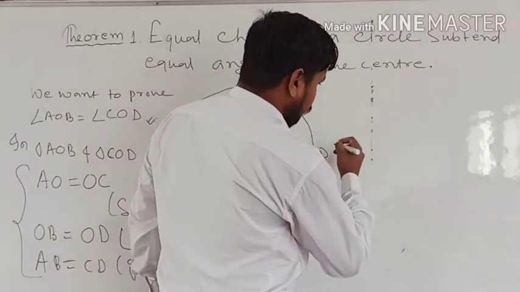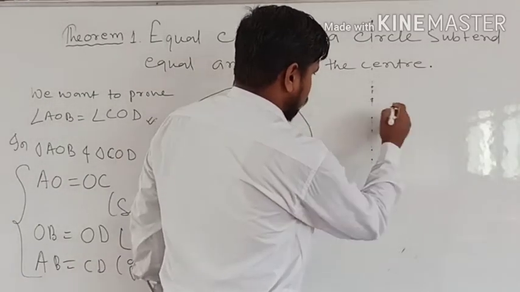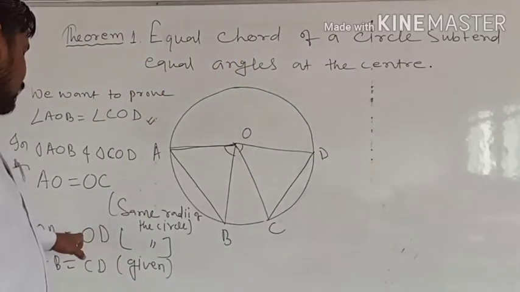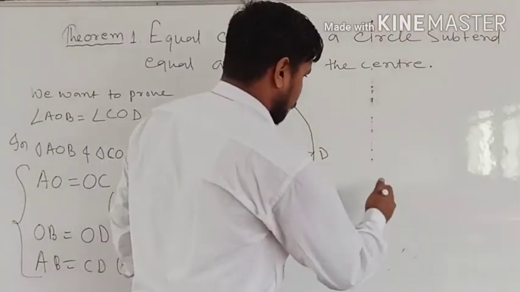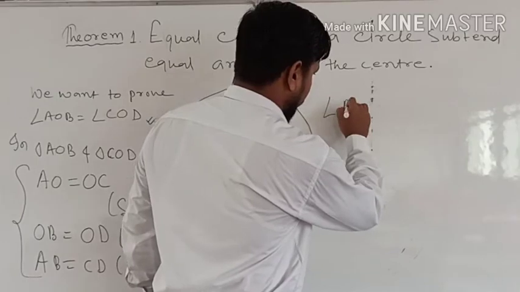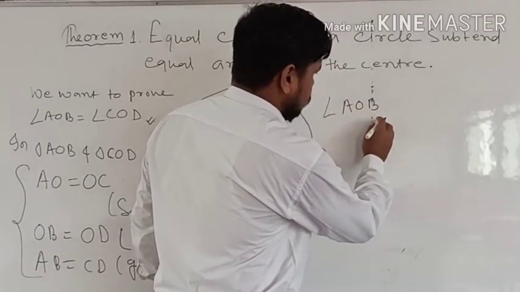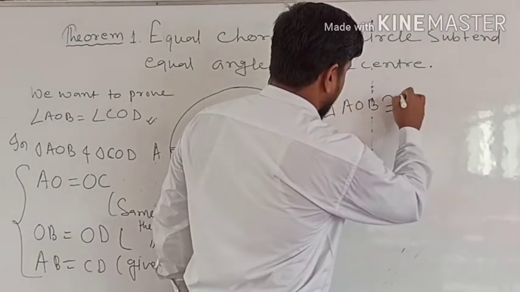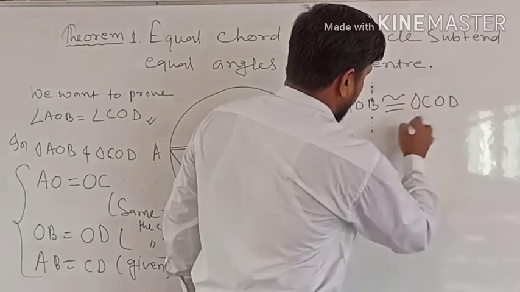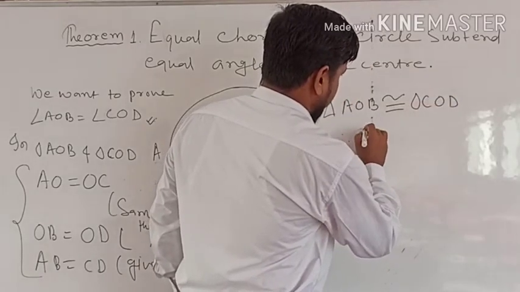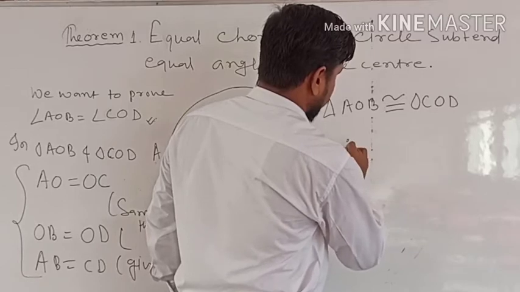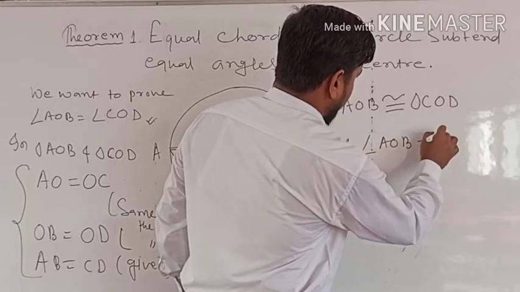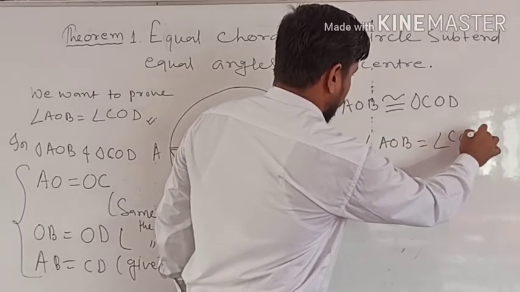So here, using the SSS criterion, triangle AOB is congruent to triangle COD. Therefore, angle AOB will be equal to angle COD.